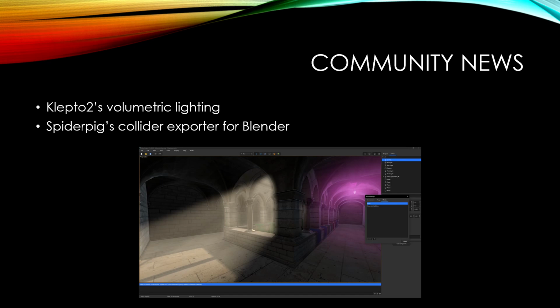First, a couple of interesting things that I noticed happening on the forum. Klepto2's volumetric lighting post-processing effect dropped this morning or last night. I just saw it a couple of hours ago. It looks very cool, so that's in the showcase forum. And also, SpiderPig released an exporter for Blender that will export an Ultra Collider file for physics. So that might be something you can use to augment your development pipeline. Definitely check both of those things out. They're both in the showcase forum right now at ultraengine.com/community.